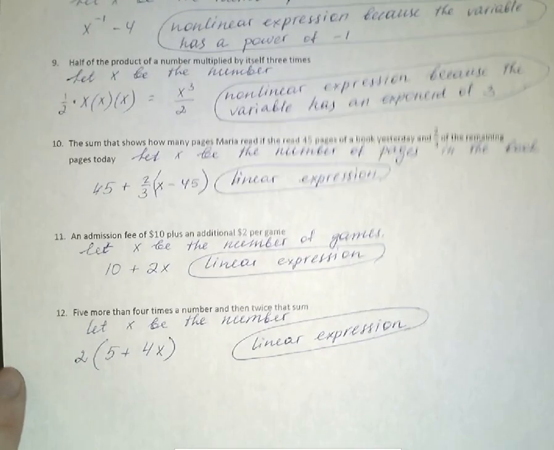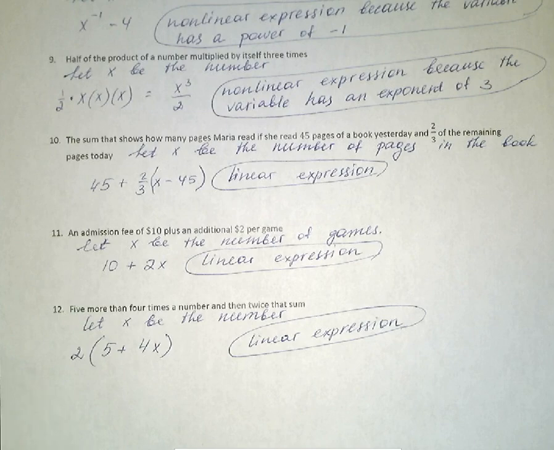And number 12, 5 more than 4 times a number and then twice the sum. X is your number. 4 times the number is going to be 4x. 5 more than 4 times the number is 5 plus 4x. Twice the sum is when you need to multiply this sum by 2. That is a linear expression because x is only used once.